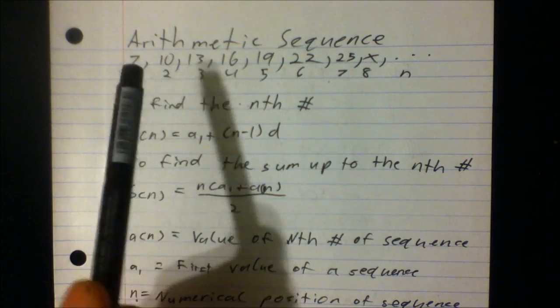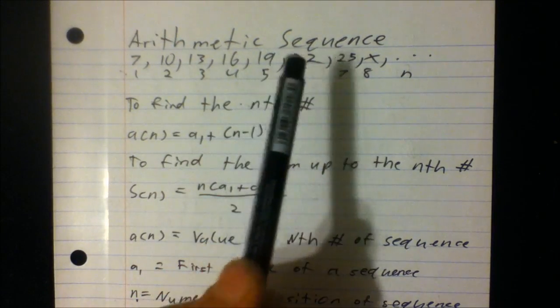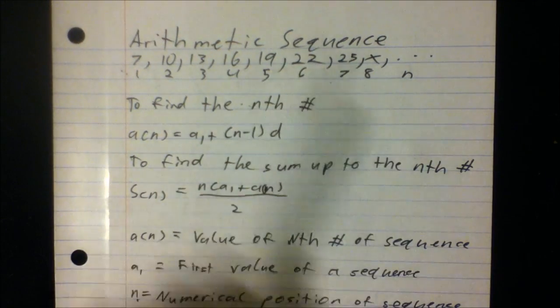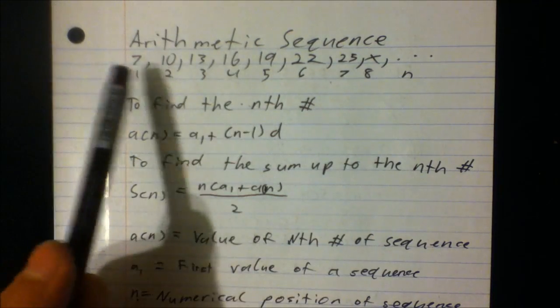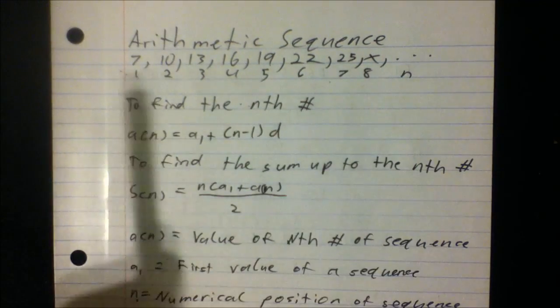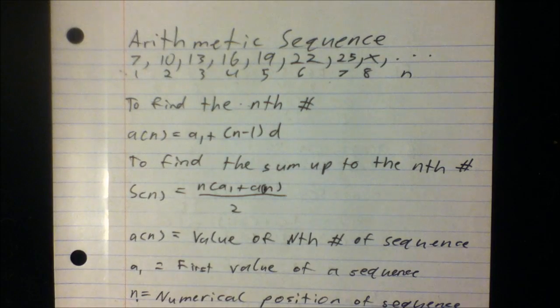So in our example, 7, 10, 13, 16, 19, 22, 25, and x are an arithmetic sequence increasing by 3, the first, second, third, fourth, fifth, sixth, seventh, and nth going on. So my goal today is to teach you how to use the equations associated with the arithmetic sequences.